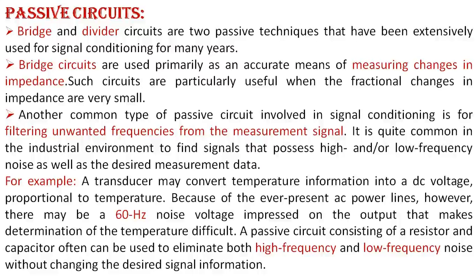It is quite common in the industrial environment to find signals that possess high and/or low frequency noise as well as the desired measurement data. For example, a transducer may convert temperature information into a DC voltage proportional to temperature. Because of the ever-present AC power lines, however, there may be 60 Hz noise voltage impressed on the output that makes determination of the temperature difficult.